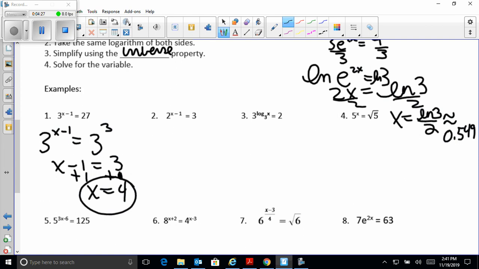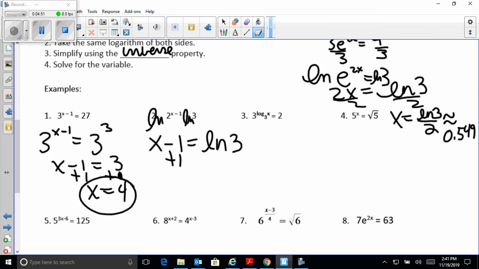Now, when I look at number 2, that is going to be a complex one because I can't make 3 into 2 to some power. So I am going to have to take the natural log of both sides, use my law of inverses. So that's x minus 1 is equal to the natural log of 3. Then I'm going to have to add 1.